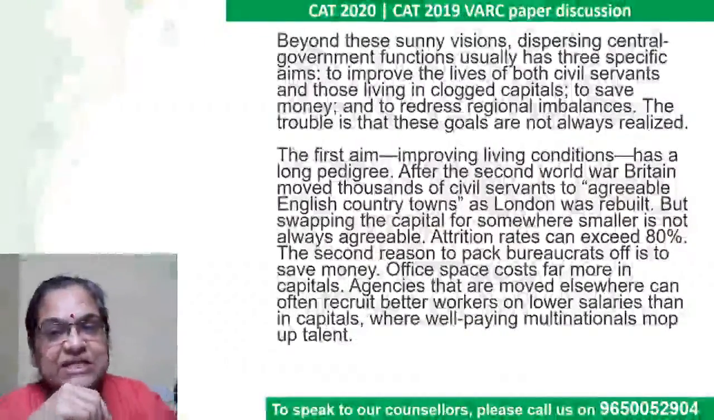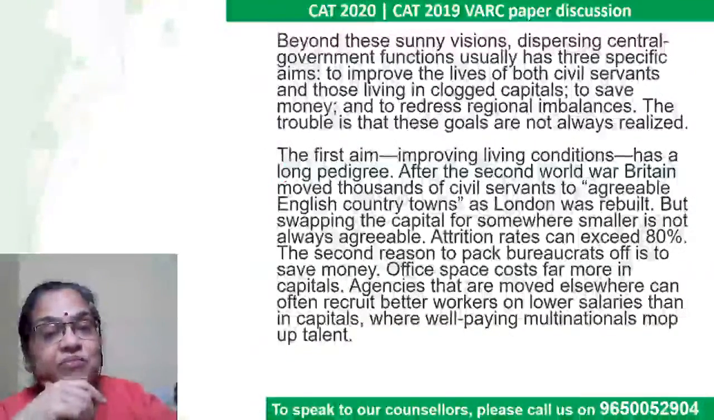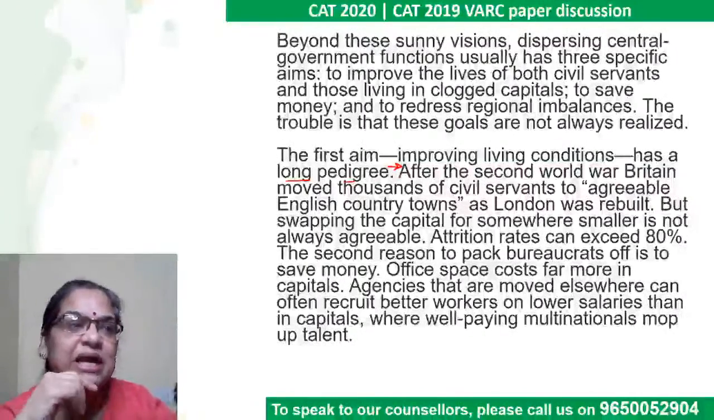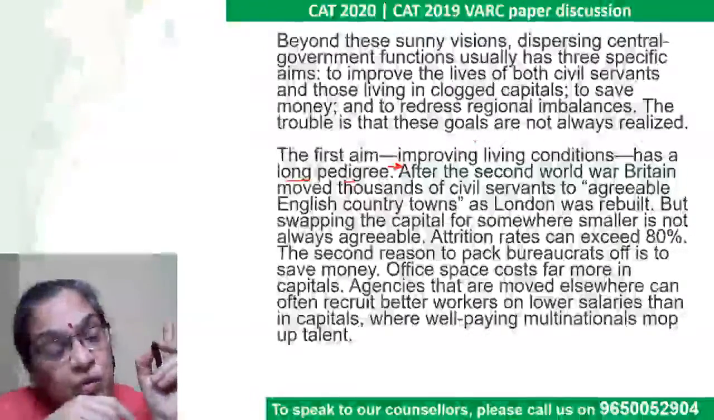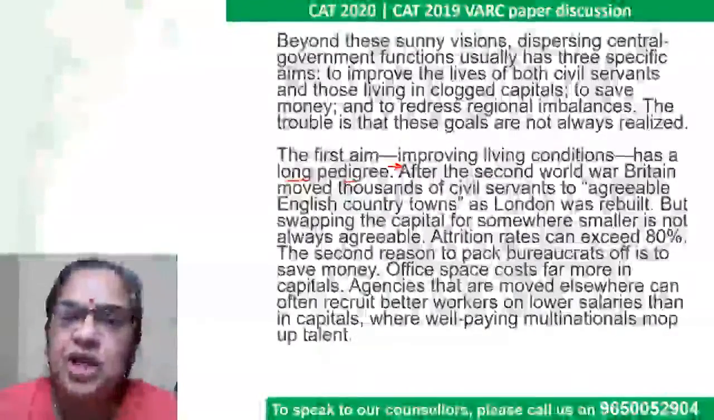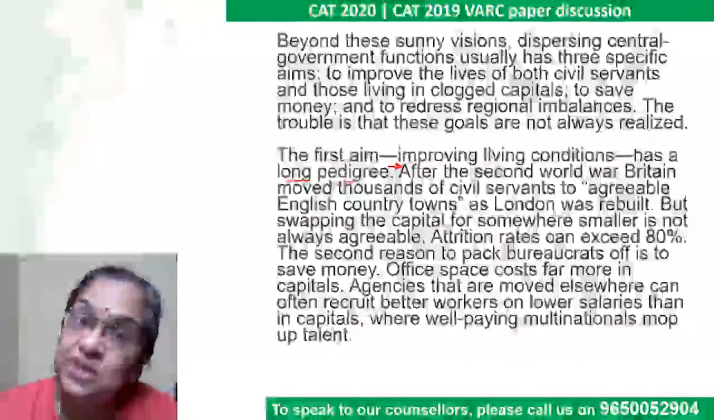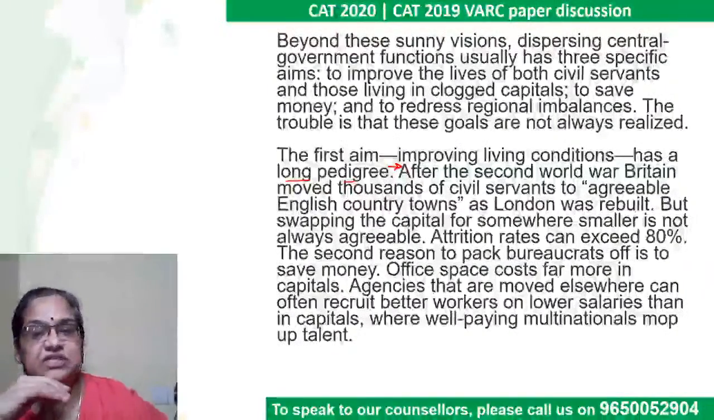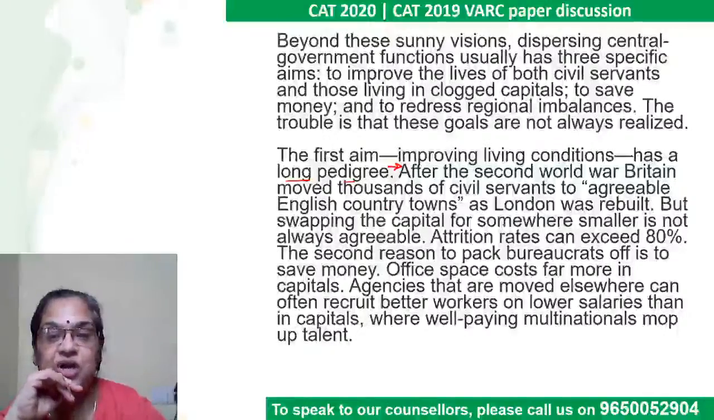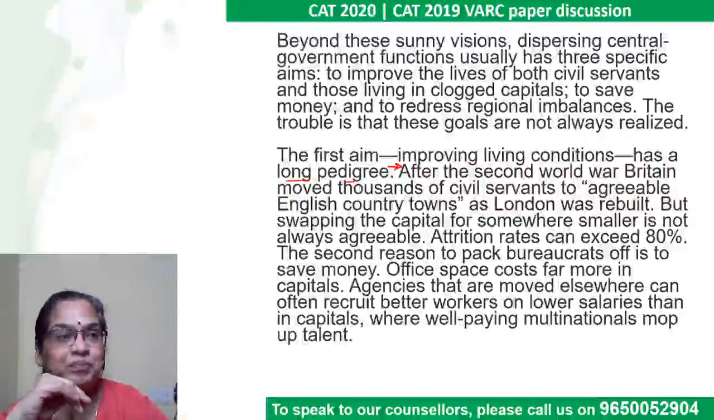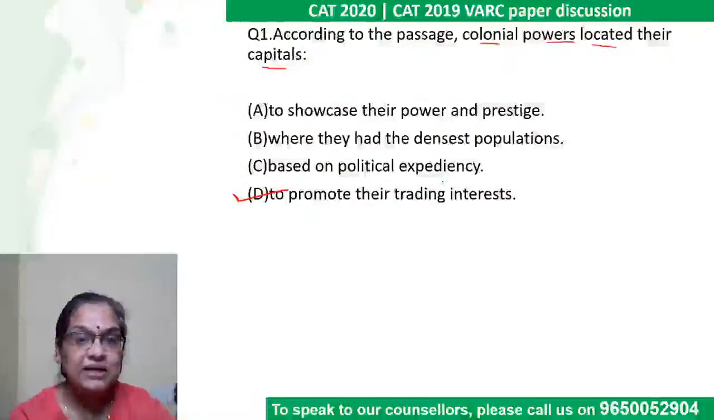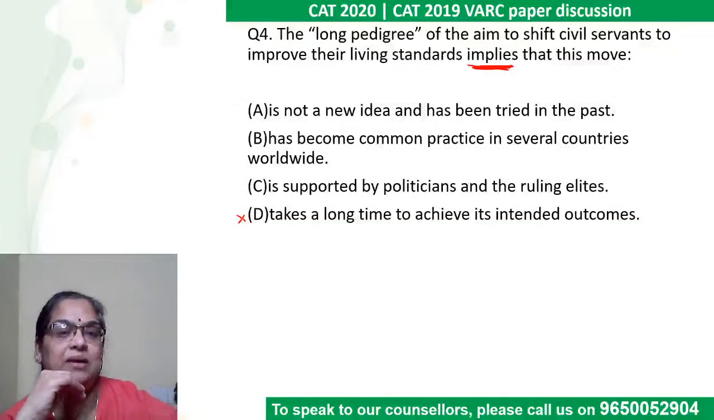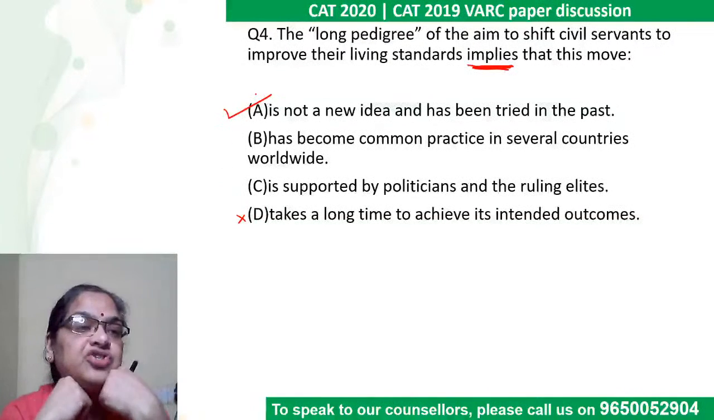But here he says this aim has a long pedigree, which obviously means a long history. Why? He has given you immediately after that. He said, after the Second World War itself, Britain started. This is not something new. It has a long pedigree. It has a long history. After the Second World War itself, Britain moved thousands of its civil servants to other English country towns because London was being rebuilt. All right. So long pedigree does not therefore mean D. It does not mean it takes a long time. It means it has a long history.